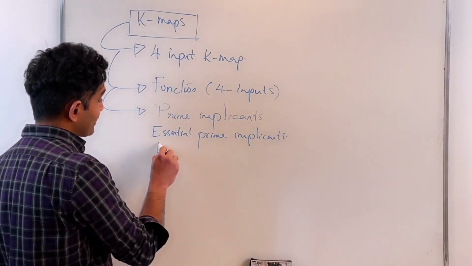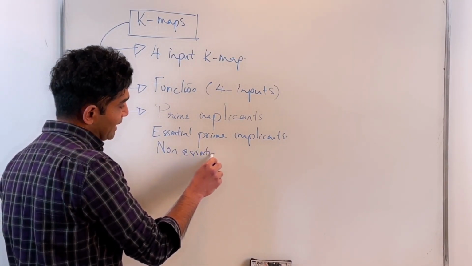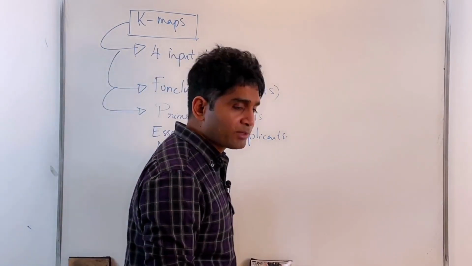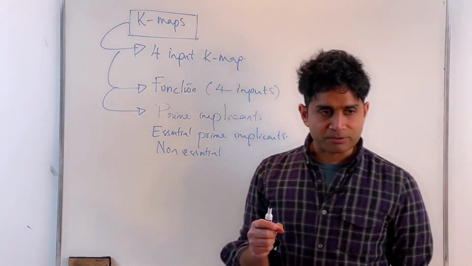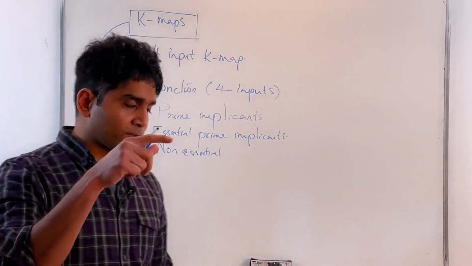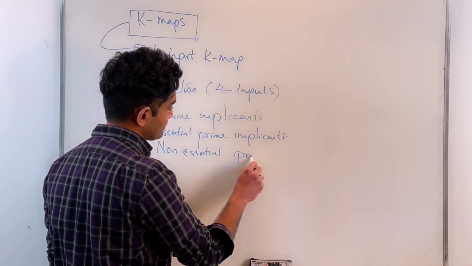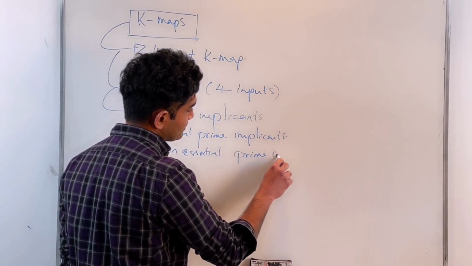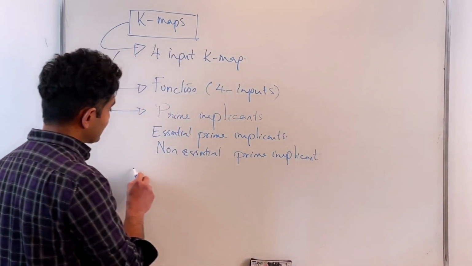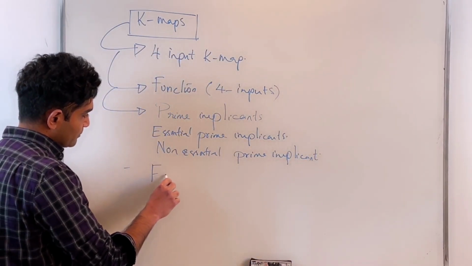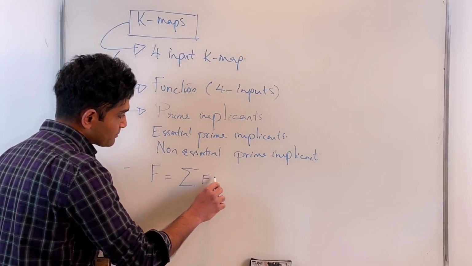We also looked at the non-essential prime implicant. The idea is when you're trying to simplify the function, we need to make sure that each of the ones is accounted for in my K-map, in one or more of the combinations. Non-essential prime implicant. And finally, we looked at how to write functions as a sum of essential prime implicants, EPIs.